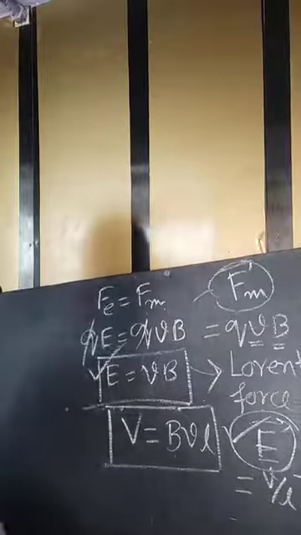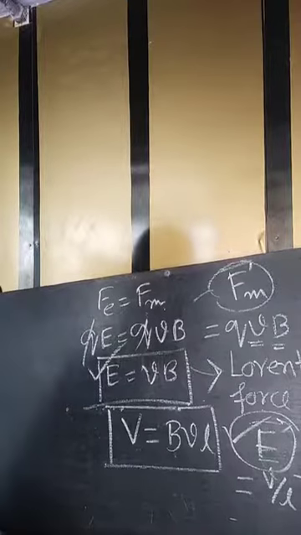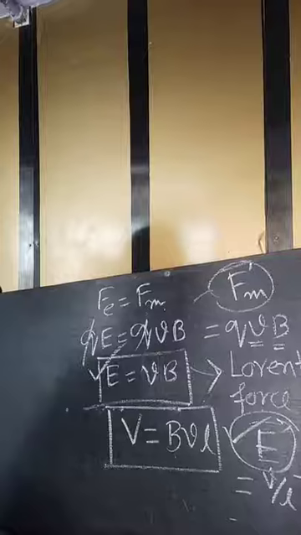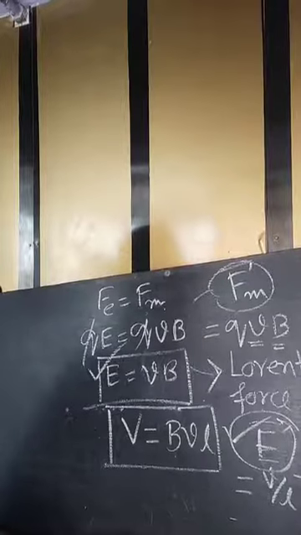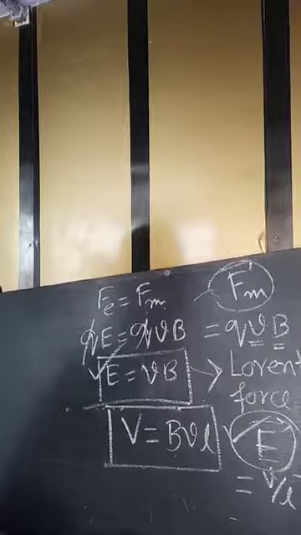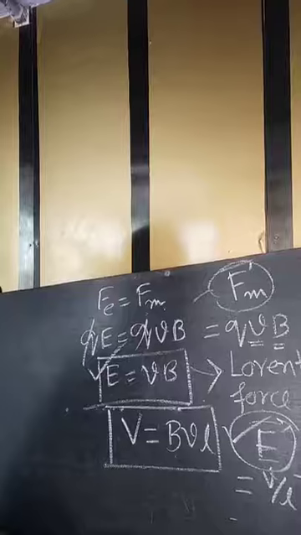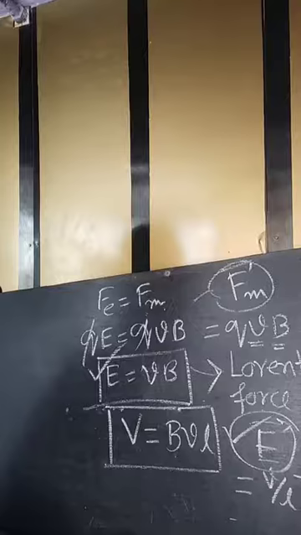Now, some examples related to this motional EMF. If the axle of the wheel of a train running on rails cuts the flux lines of the vertical component of the Earth's magnetic field, a potential difference is induced between the ends of the axle. The potential difference across the wings of an aeroplane flying horizontally at a definite height is also developed due to the cutting of the flux lines of the vertical component of the Earth's magnetic field.